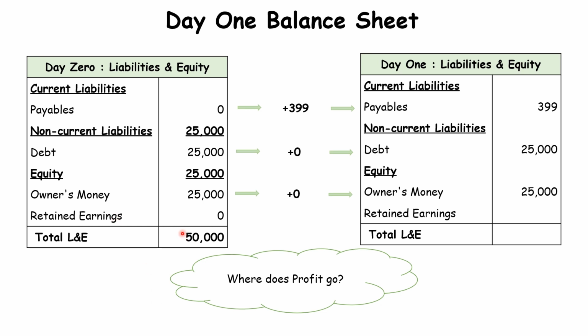Retained earning at the end of day 0 was 0 because we did not start any business operations. To that we will add our profit of 276 at the end of day 1. Hence the retained earnings at the end of day 1 would be 276. Now we have calculated the current liabilities, non-current liabilities and equity. Let's add them up. The current liabilities at the end of day 1 would be 399, non-current liabilities would be 25,000, and the equity would be the sum of 20,000 and 276, that is 20,276. If we add this current, non-current and equity, we get total liabilities of 50,675.